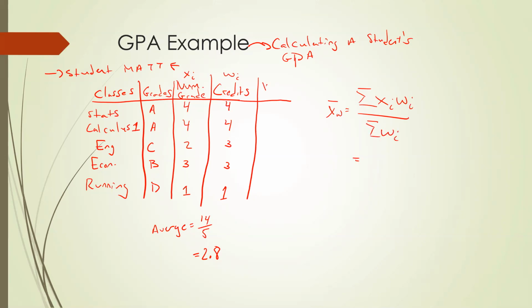I'm going to put a new column here called x_i times w_i, and I'm going to multiply across. So 4 times 4 gets me 16. 4 times 4 gets me 16. 2 times 3 gets me 6. 3 times 3 gets me 9. And 1 times 1 gets me 1. Now you have to sum these up: 32, 38, 47, 48. So when you sum up each x value times its weight, you get 48.